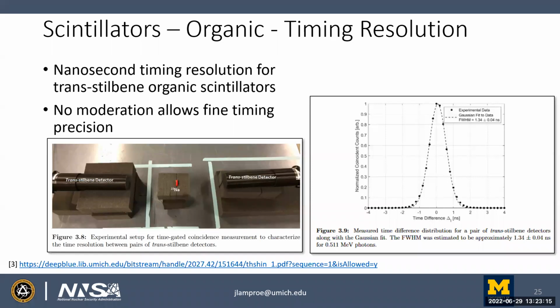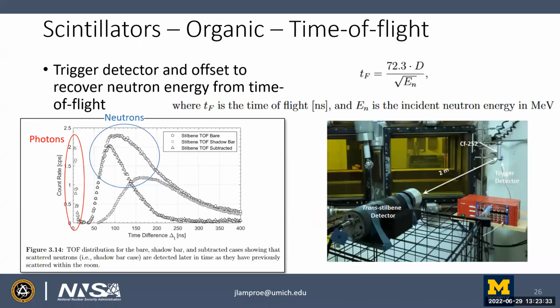And additionally, the timing resolution of organic scintillators is nanoseconds. So that's really good, and no moderation allows for timing precision. Because we're measuring fast neutrons, we do not need the moderator or polyethylene that is required for the helium.